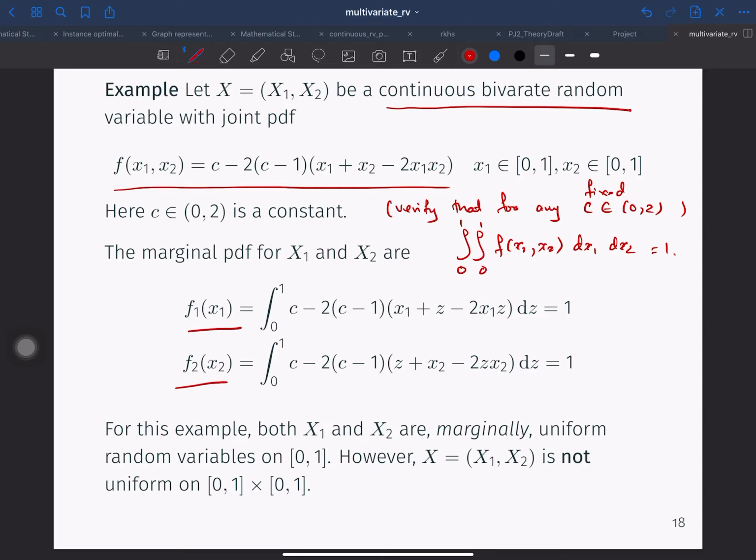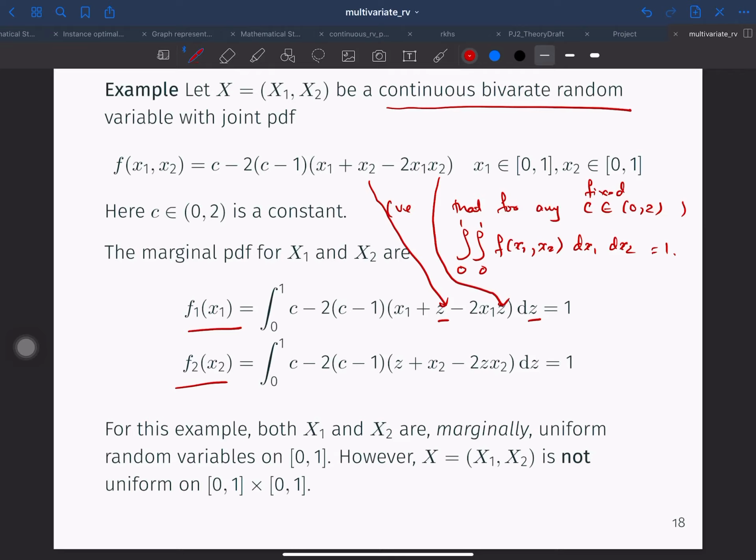So for x1, you integrate with the second variable z. For x2, okay, I think I drew the wrong arrow. The arrow should be x2 should be z, and x1, x2 here should be z here, as you can see.